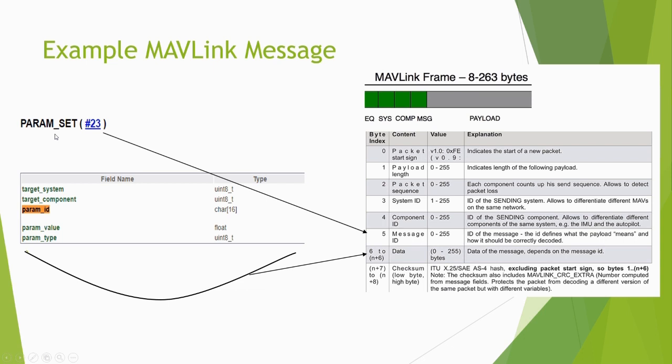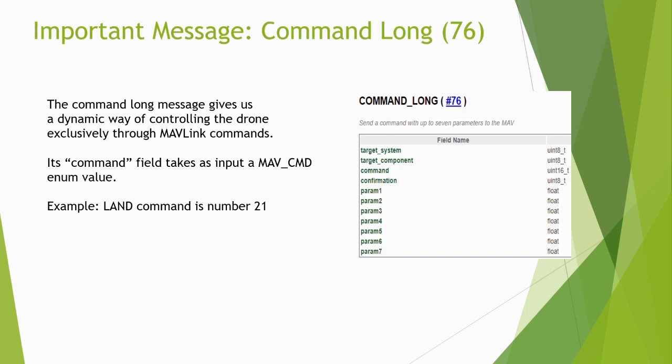And the message ID number 23 gets mapped to the byte index number 5 of the MAVLink header under message ID. And then this will get sent off, and once received by the drone, it will see message ID of 23 in the header and know how to parse the data portion of the message to fulfill the request.